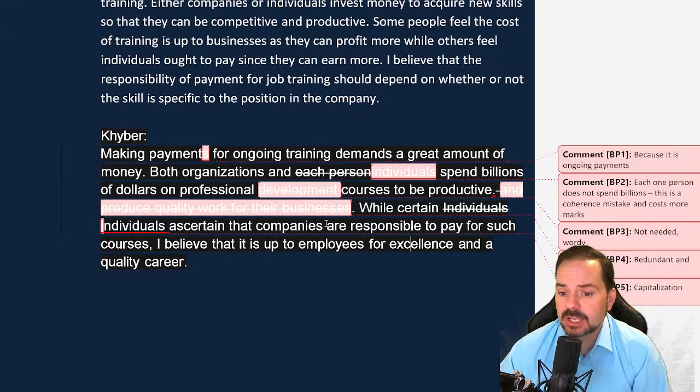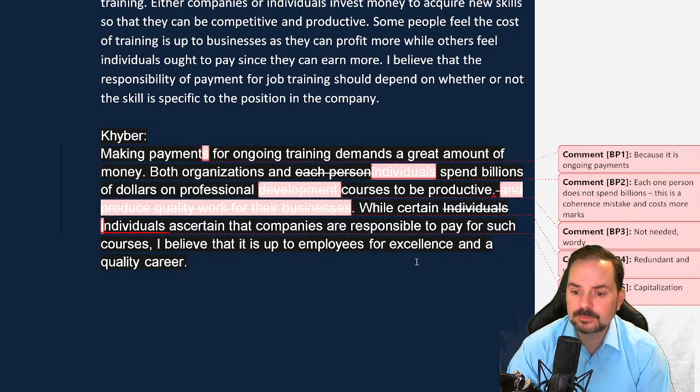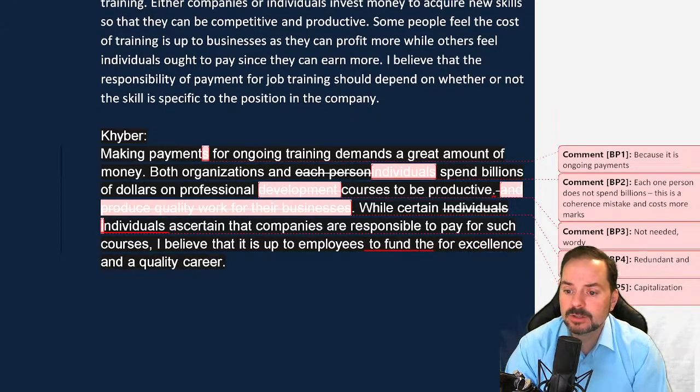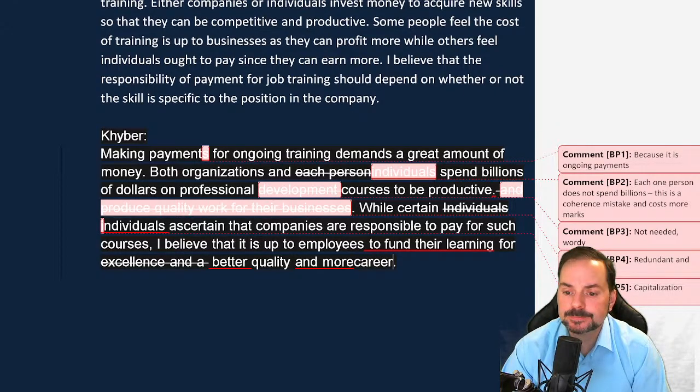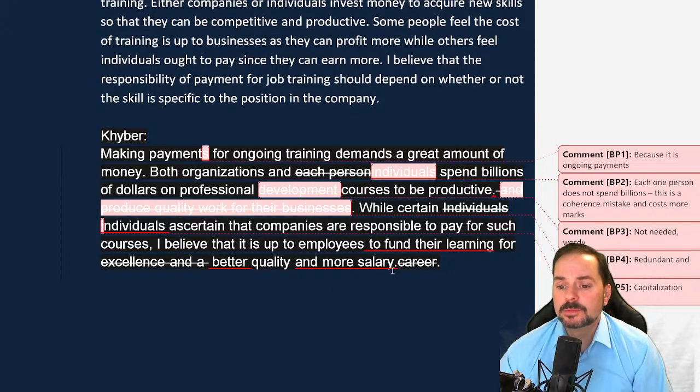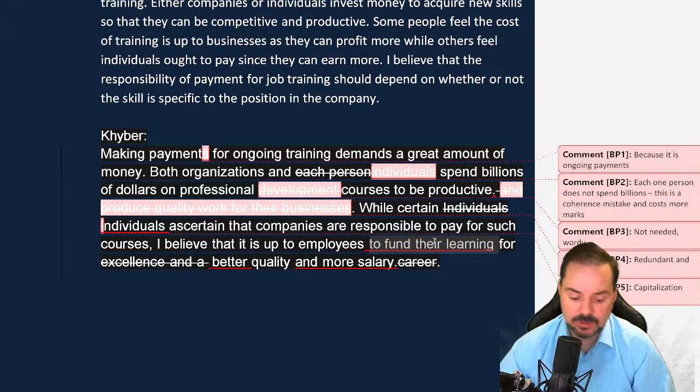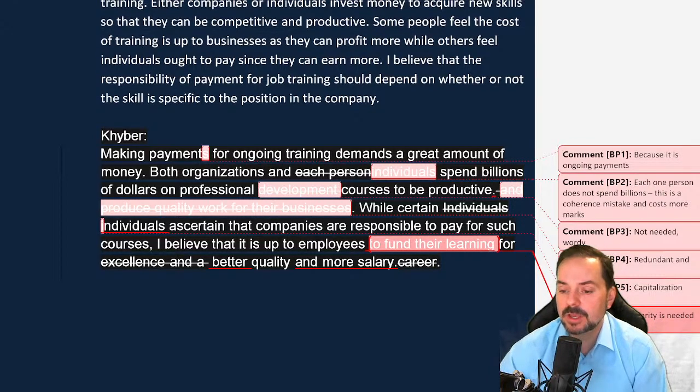So while certain individuals ascertain that companies are responsible to pay for such courses, I believe it is up to employees to fund their learning for better quality and more salary. Okay. So this would be the first correction that I would make here. Okay, so let me explain the corrections here. I believe that it is up to employees to fund their learning. Here we have to create more clarity for what we're talking about, okay? So clarity is needed here, okay?